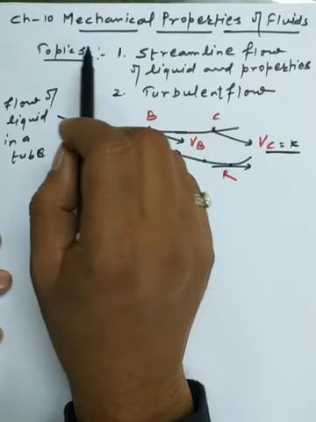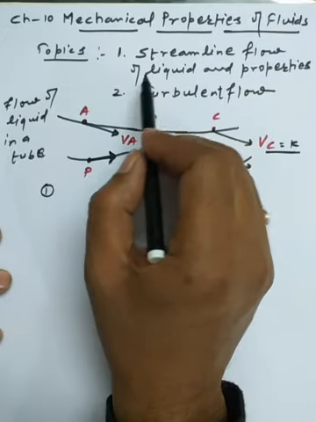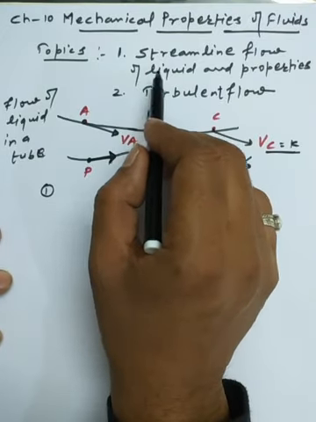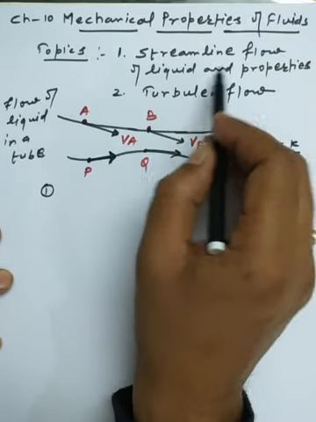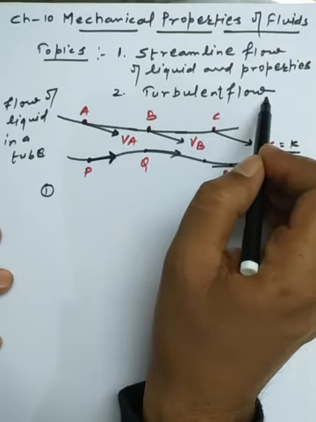Now, dear student, chapter number 10, mechanical property of fluids. And today we are starting fluid dynamics. So here we are just starting with the basic topic, that is called the streamline flow of liquid and its properties, along with the turbulent flow.